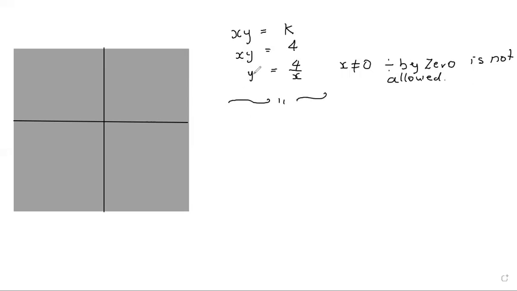Let's take x to equal 4 divided by y. Now, this also means that y cannot equal 0, based on the fact that division by 0 is not allowed in mathematics. So this gives us the restrictions. We say x equal to 0 is an asymptote.